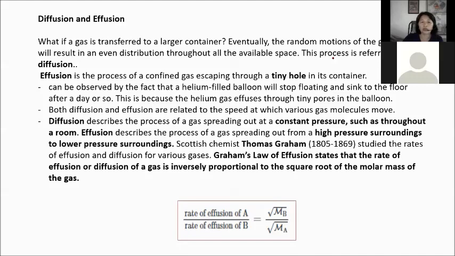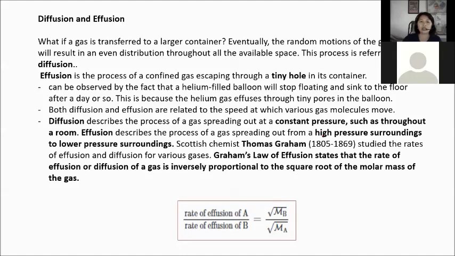Both diffusion and effusion are related to the speed at which various gas molecules move. So diffusion describes the process of a gas spreading out at a constant pressure, such as throughout a room. While effusion describes the process of a gas spreading out from a high pressure surroundings to lower pressure surroundings.